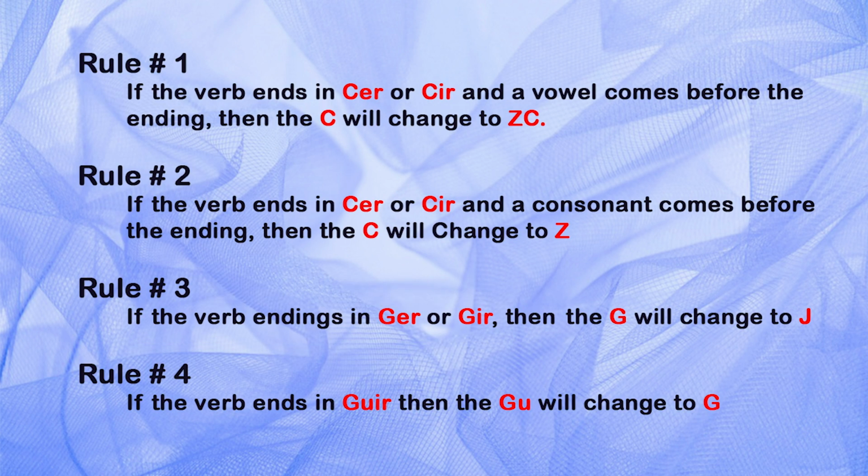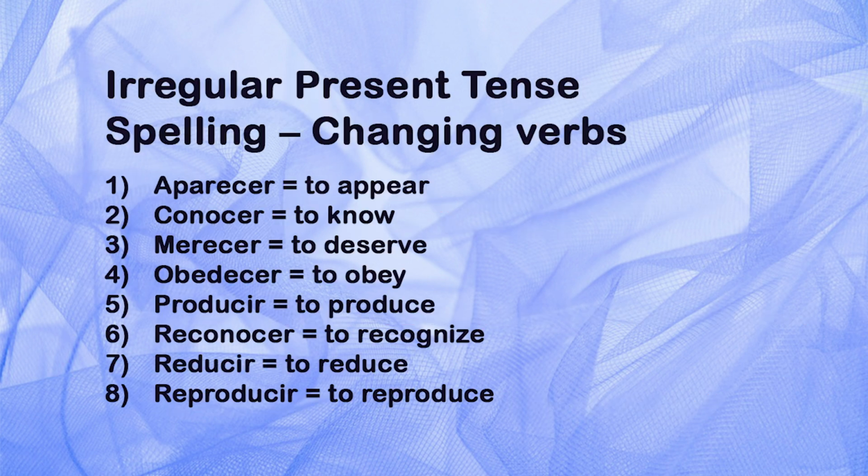These are the 4 rules of irregular verbs that pertain to spelling changes. These rules are only for the yo form. Here is a list of other verbs that pertain to these rules.